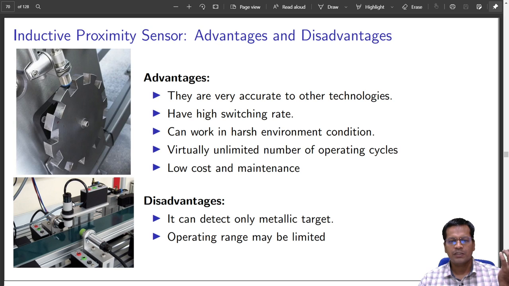It can be aluminium, that is equally good. But yes, that has to be a metal. A non-metal cannot have an eddy current, so it cannot change the way it behaves. That is why it can detect only metallic targets, and the operating range is very small. You saw, it is only 60 mm, but that is quite good enough for quite a huge number of applications.